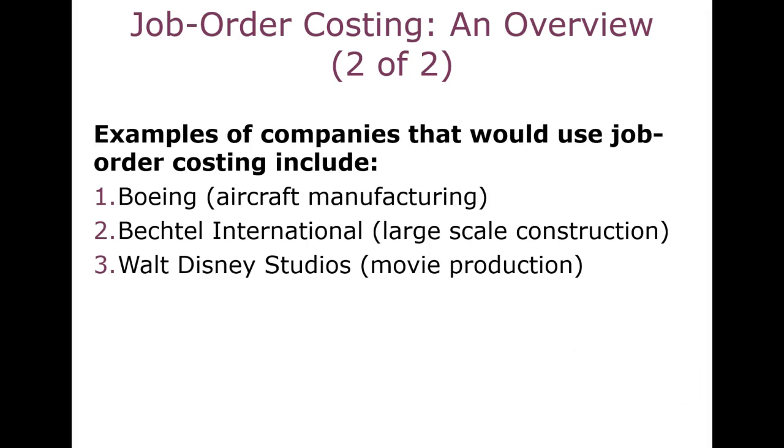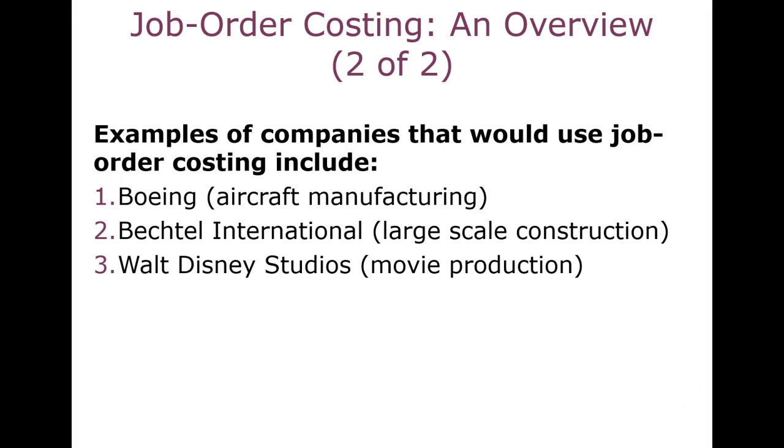Now, an example of someone that would use job order costing would be like Boeing. Various models of aircraft, of course, require different materials. You have different number of seats. The fuselage is larger or smaller depending on the aircraft. So each aircraft they produce is not the same.